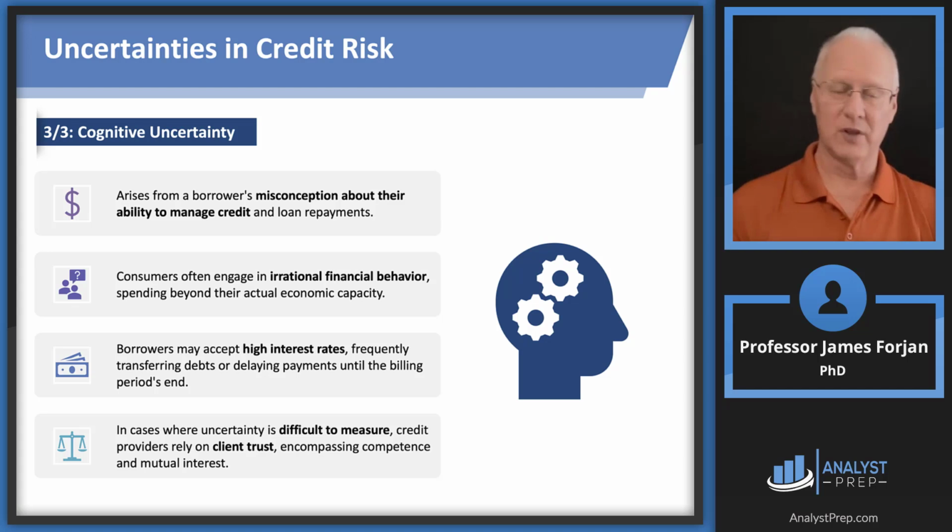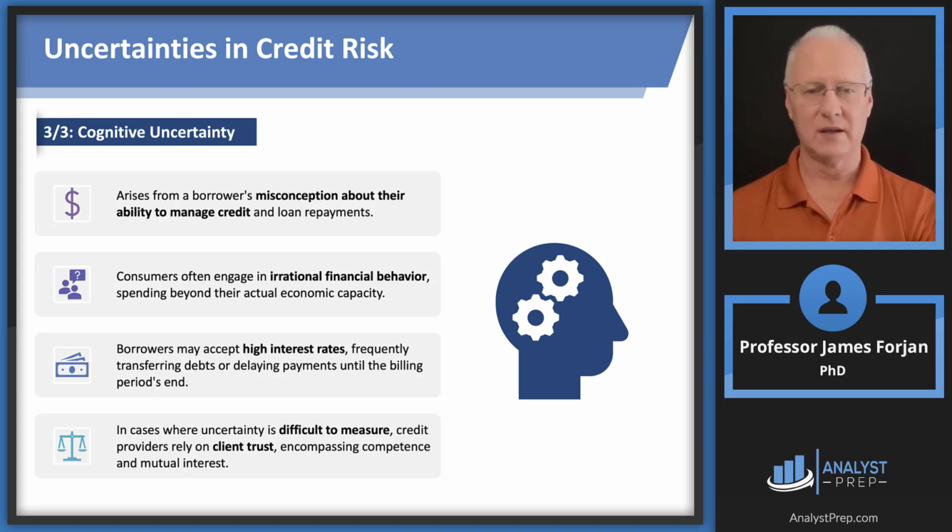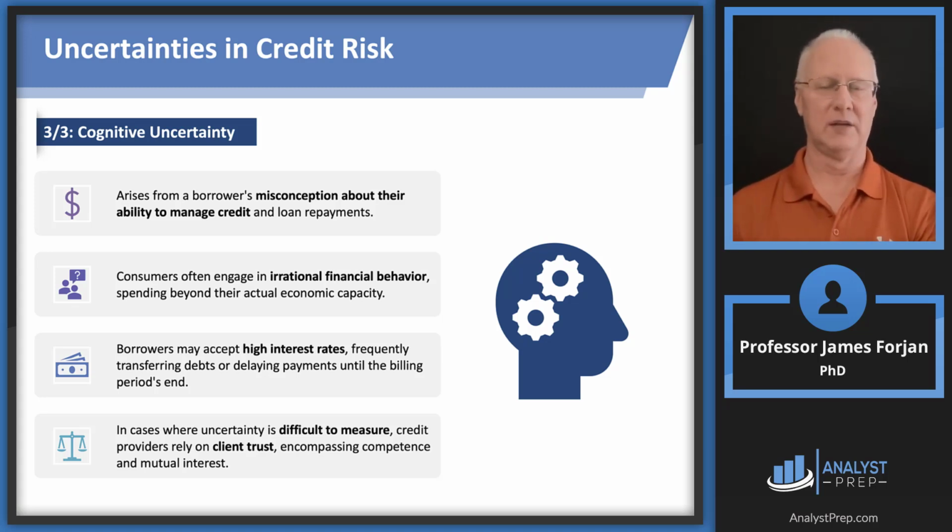And sure enough, this was like 2007, 2008, and then we had the financial crisis and the residential mortgage crisis. And my dad immediately said, see, I told you, I predicted that thing. And so this is all about this cognitive uncertainty.